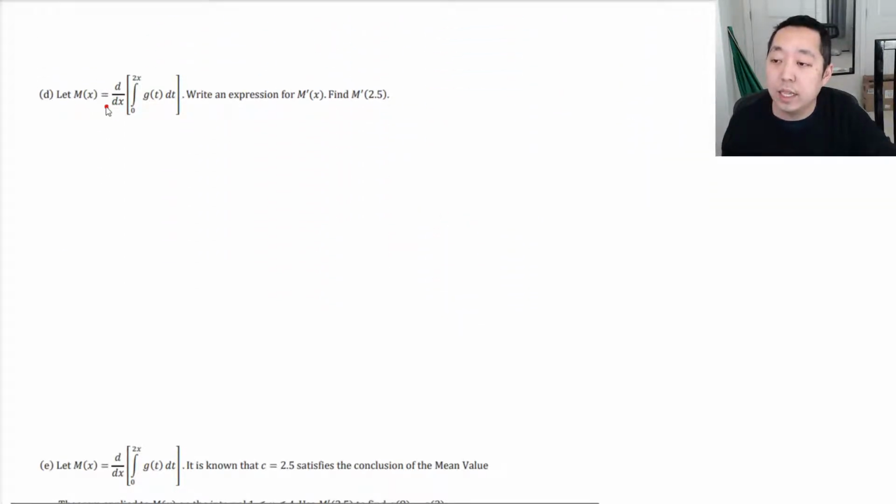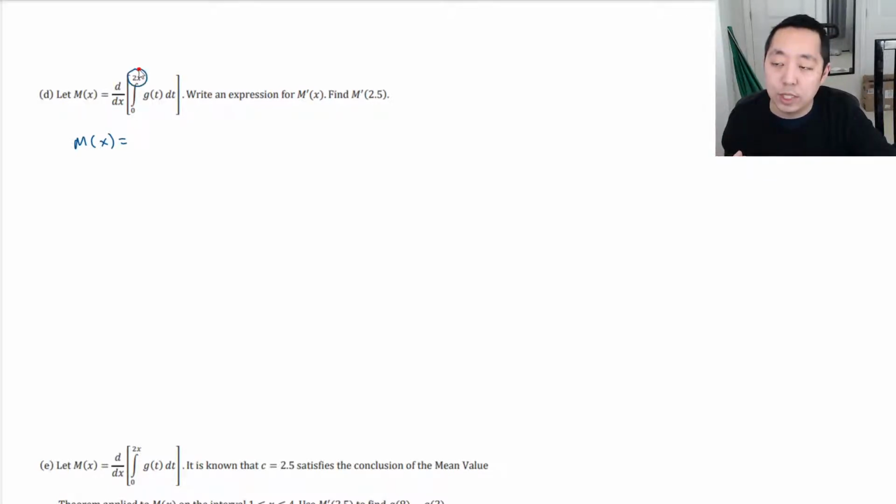Let m of x be equal to this function. Write an expression for m prime of x. Find m prime of 2.5. Okay, so m prime of x is the derivative here. Now, first let's evaluate m of x, because I have a derivative and an integral. So m of x, what's the rule when I take the derivative of an integral like this?